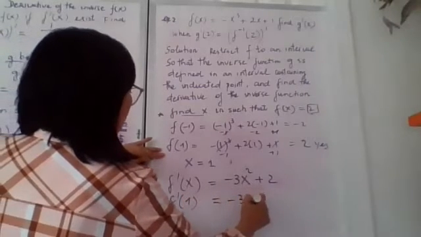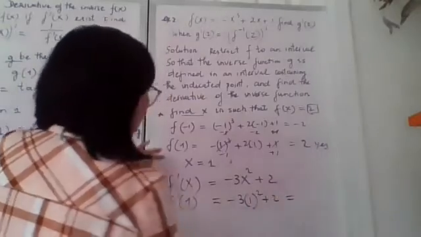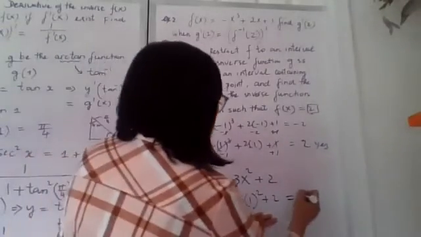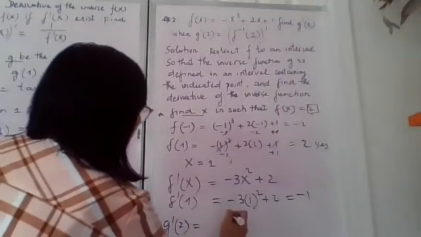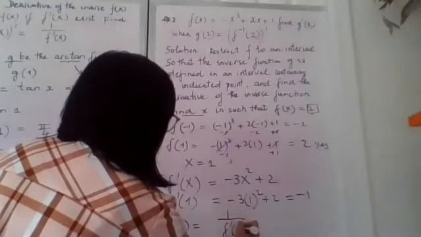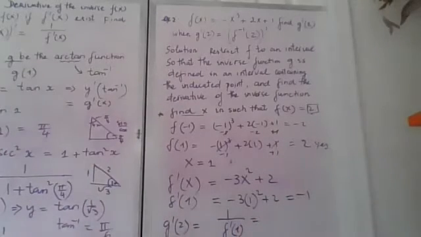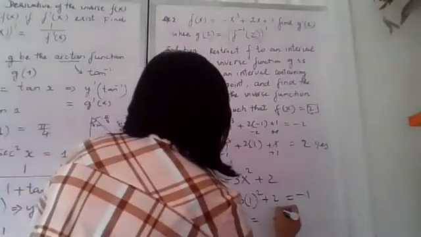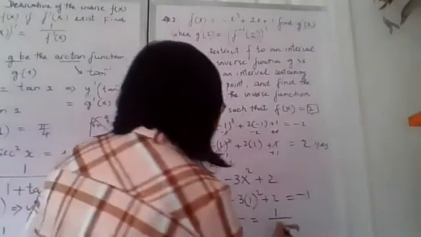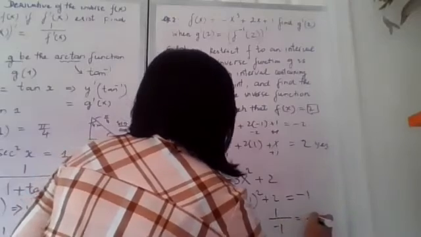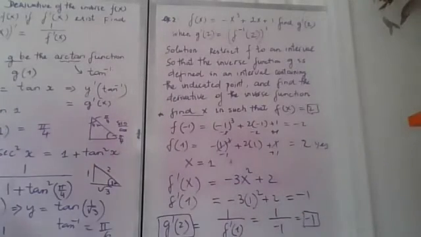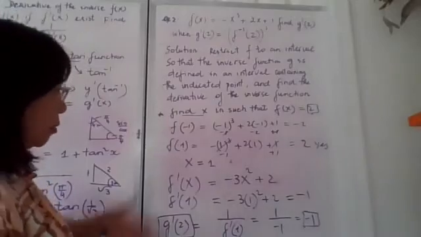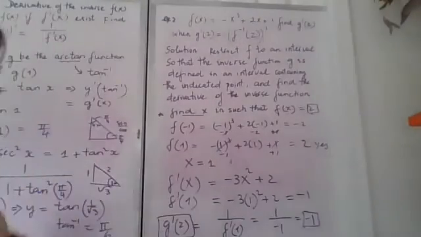f prime of 1 is minus 3 times 1 squared plus 2, which is minus 3 plus 2, which is minus 1. So g prime of 2 will be equal to 1 over f prime of 1. So that's the answer. f prime of 1 is minus 1, so 1 over minus 1 equals minus 1. So g prime of 2, we found it, equals minus 1. So that's the idea when you find the derivative of the inverse of this function.